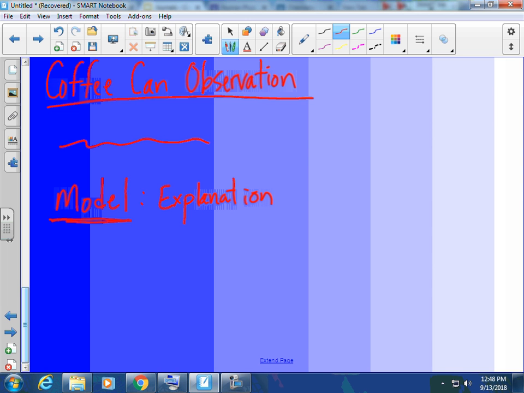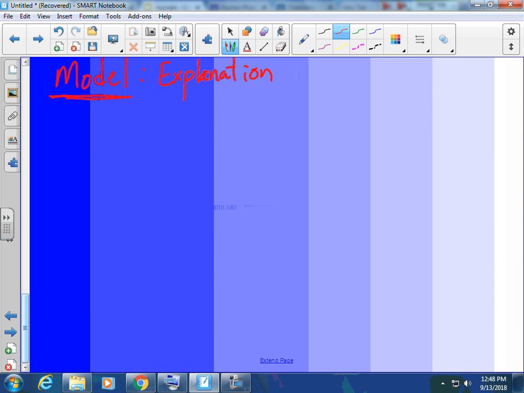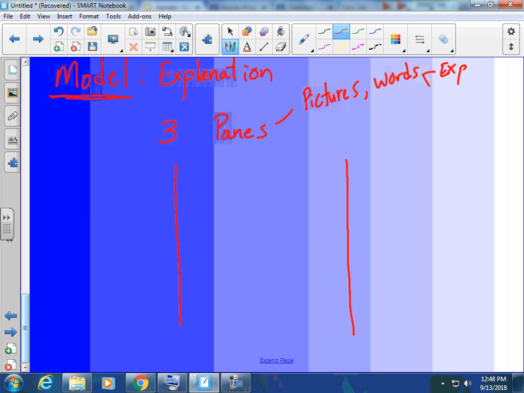We're actually going to divide our model up into 3 panes. Panes meaning I'm going to do some pictures, and I'm going to have 3 of them. Now understand that these models, they're not just going to be pictures. They're also going to have to include words, as in the explanation of what's going on in the picture, or labels. We want to label things.